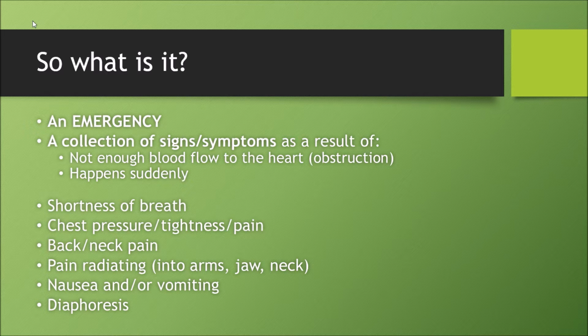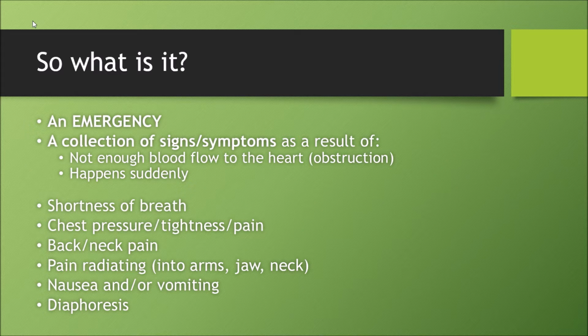But it happens suddenly. The person's going to be short of breath. They're going to have chest pressure, tightness, or pain. They might have back or neck pain. They might say that their pain radiates into their arms, their jaw, their neck. They might have some nausea and vomiting. They might have diaphoresis or be really sweaty. Really, there are a lot of different symptoms.